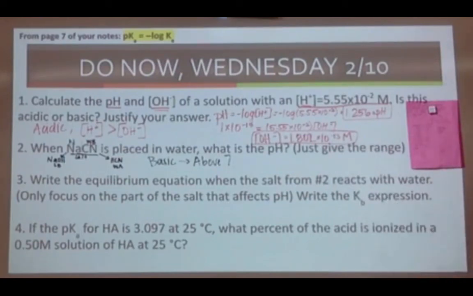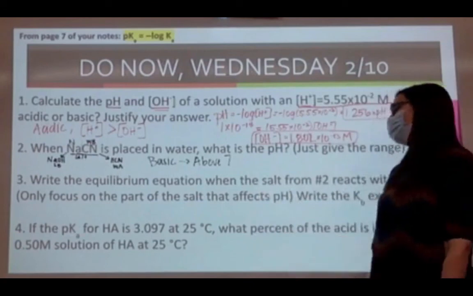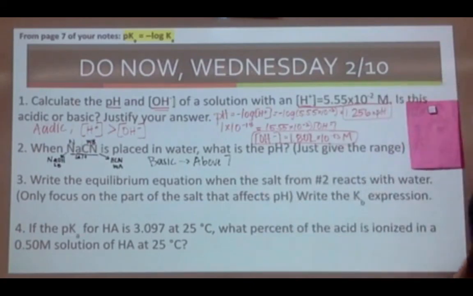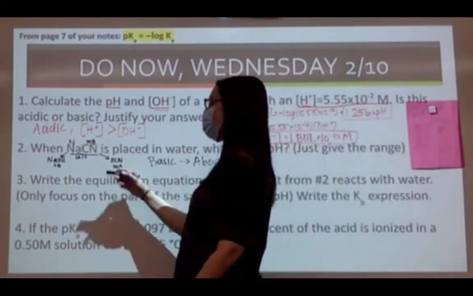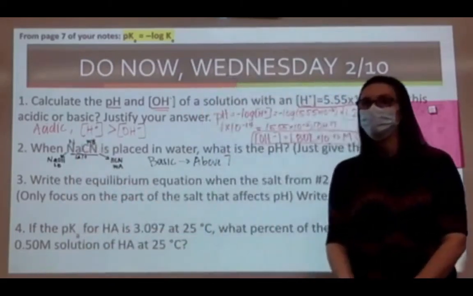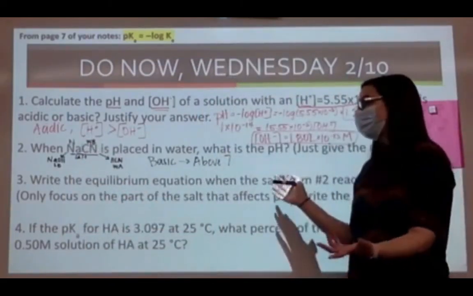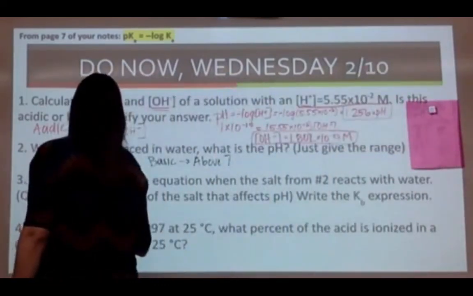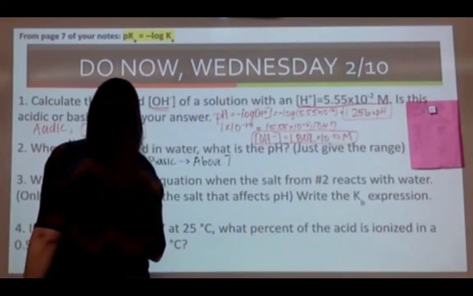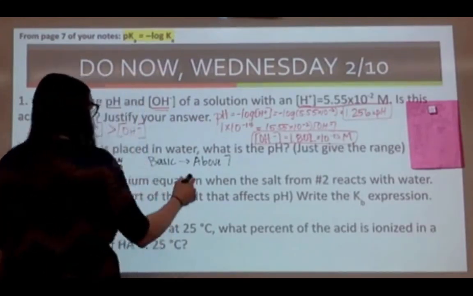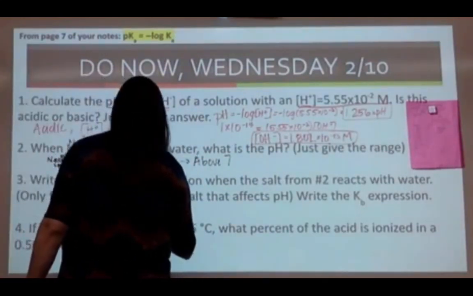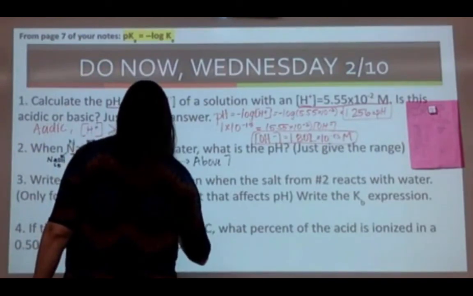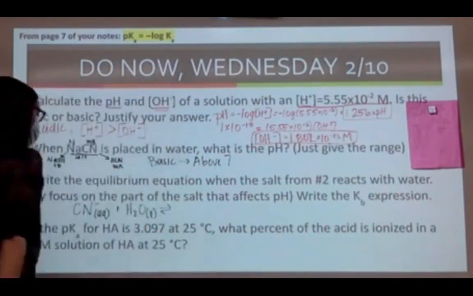Now number 3 says write the equilibrium equation when the salt from number 2 reacts with water. And I said only focus on the part of the salt that affects pH. So we just said the only part of the salt that affects pH is CN minus. Nothing else, right? Na plus is neutral. It's not going to affect the pH. So number 3 wants me to show CN minus at equilibrium when it reacts with water.